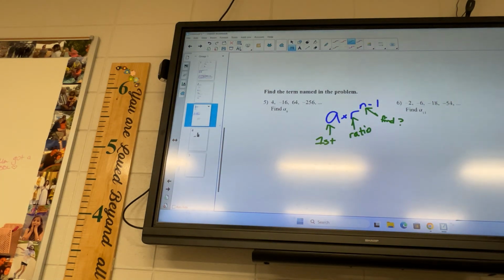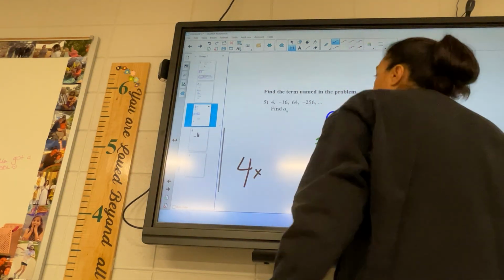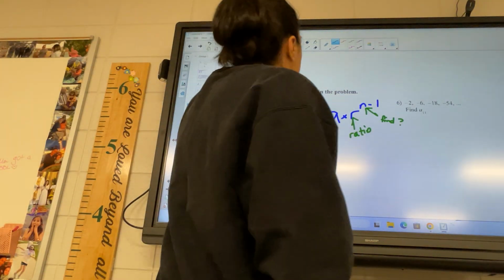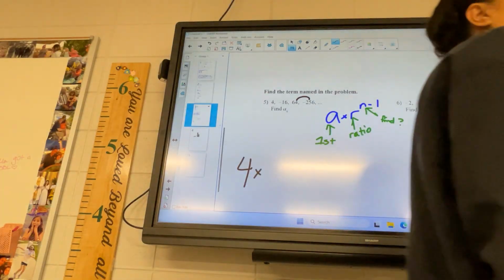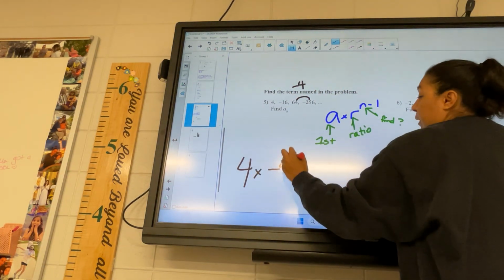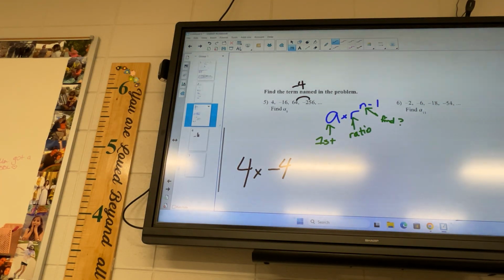Okay. So my A, what's my first number on the list up there? 4. So it's going to be 4 times, and we need to find our ratio. Okay, so negative 256 divided by 64. Negative 4? Okay, so negative 4 is going to be my ratio. What is it asking us to find? It says find what? Look at the question. Find A what? 9.